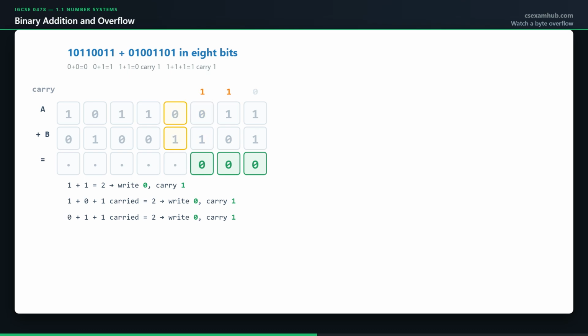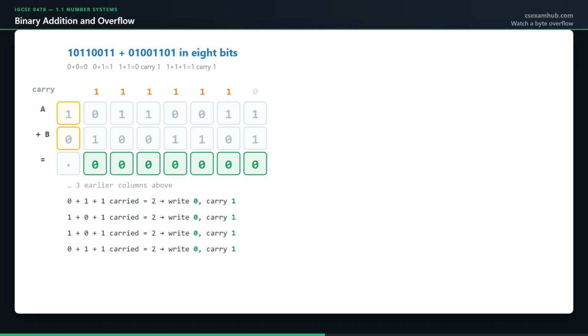Write 0, carry 1. Next, 0 plus 1 is 1, plus the carry, 2 again. Write 0 and carry. Next, 0 plus 1 plus the carry. Write 0, carry 1. Next, 1 plus 0 plus the carry. 0 again, carry 1. Next, 1 plus 0 plus the carry. Write 0, carry 1. Next, 0 plus 1 plus the carry.